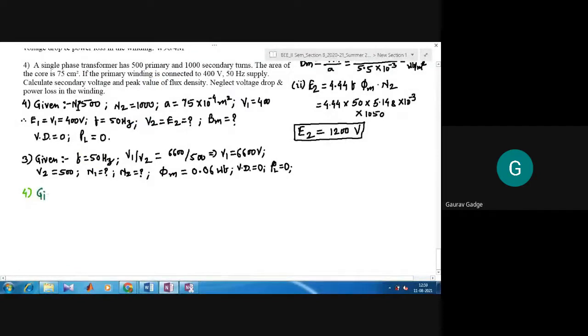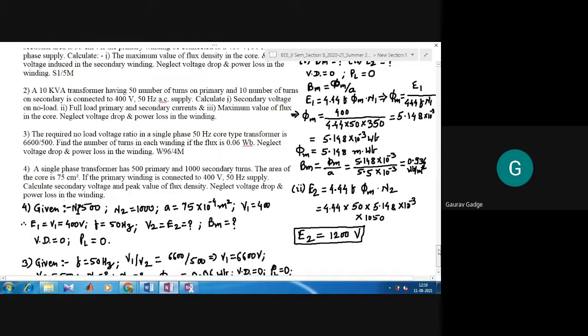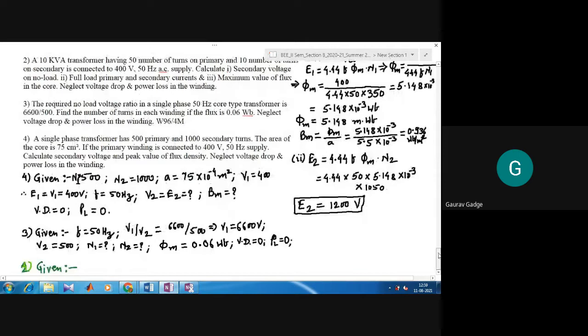Okay, now, sorry, this is your second numerical. E1, second numerical. Okay, now in the second numerical, what is given to you? A 10 kVA transformer having 50 number of turns on primary and 10 number of turns on secondary.